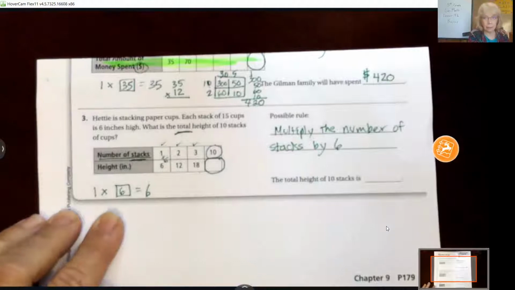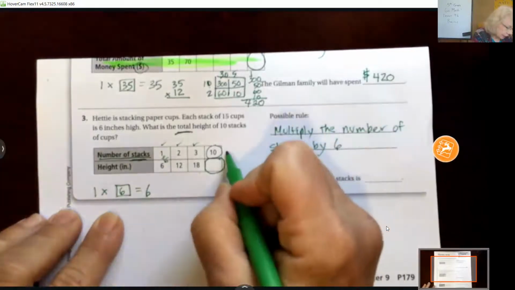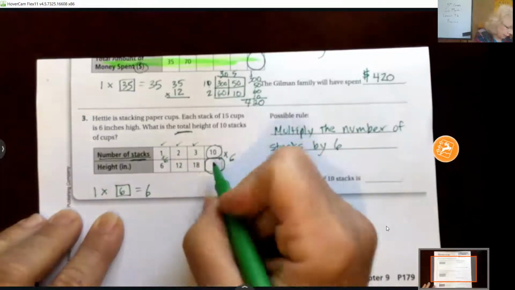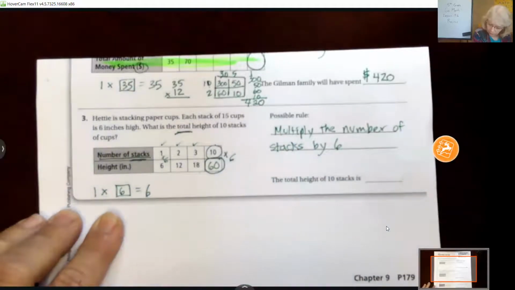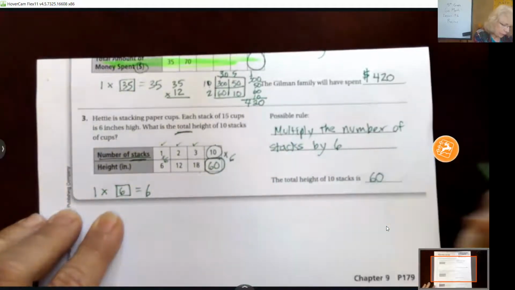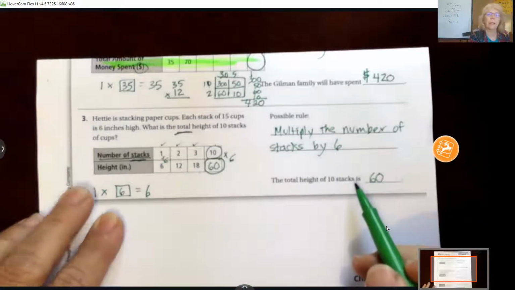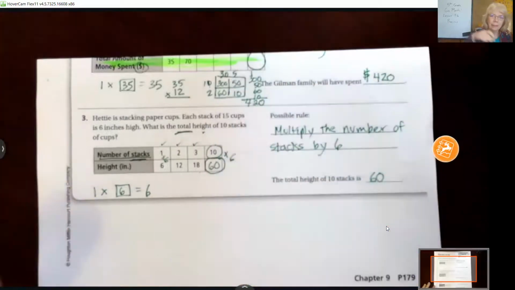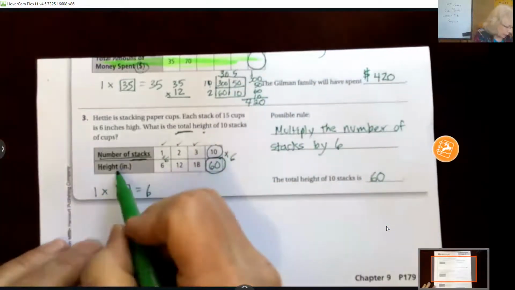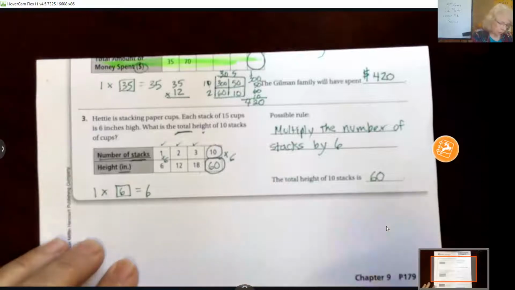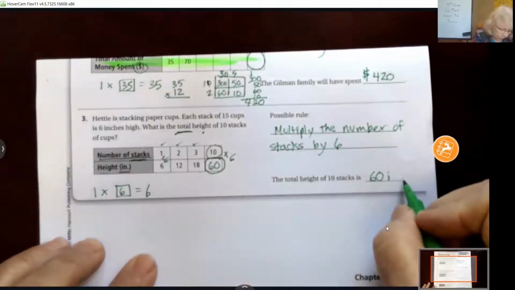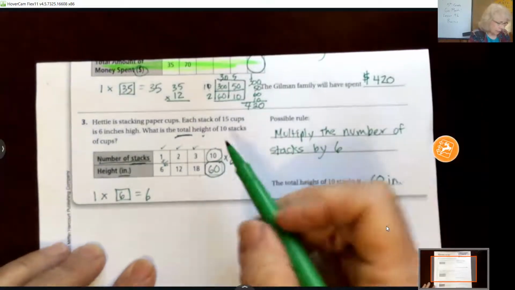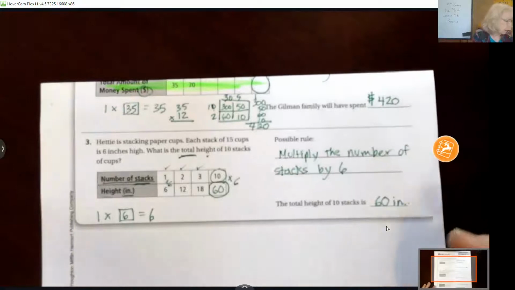Okay, well, they gave us an easy multiplication problem here. 10 times 6, we don't even have to work that one out. I know that you guys know that one. And that is 60. So we have 60. Now we have to figure out 60 what? What are we talking about here? We're talking about the total height, how high the stack of cups is, and it's measured in inches. So we would label this, and labeling is really important, inches, abbreviated like that. Okay? So let's go on and do the last one.